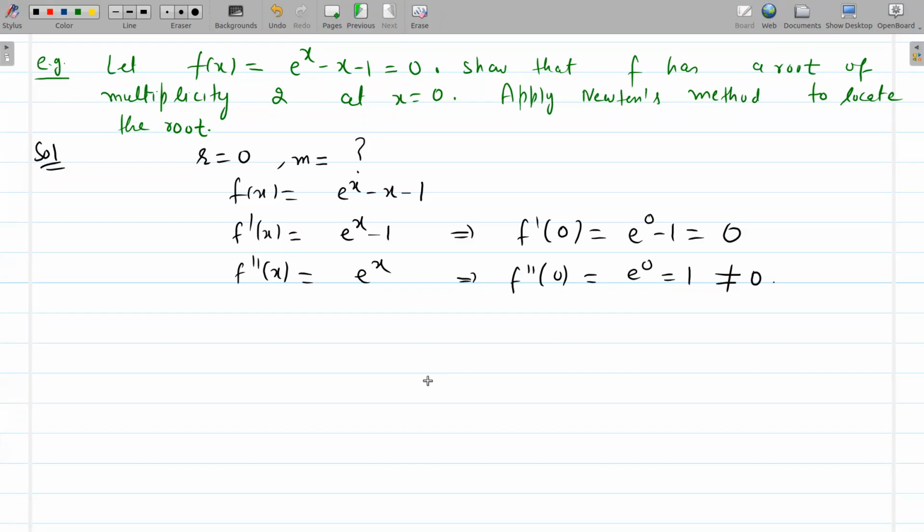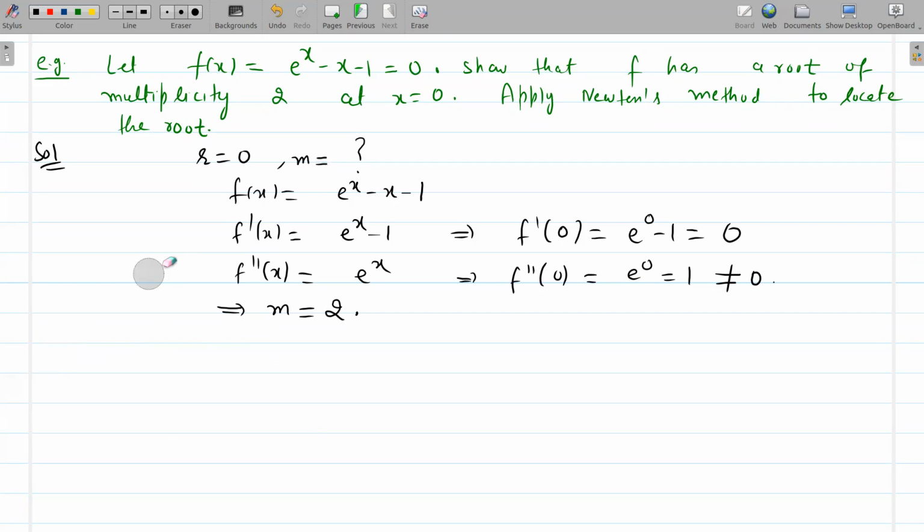This was the result, right? If the second derivative is non-zero, what does it mean? Multiplicity 2. Okay, so this shows the first part: show that f has a root of multiplicity 2 at x equal to 0. So try to find the derivative of f. If the mth derivative is non-zero and all derivatives before the mth are 0, then the multiplicity is m. And here m is 2, the second derivative is non-zero, the first derivative is 0.